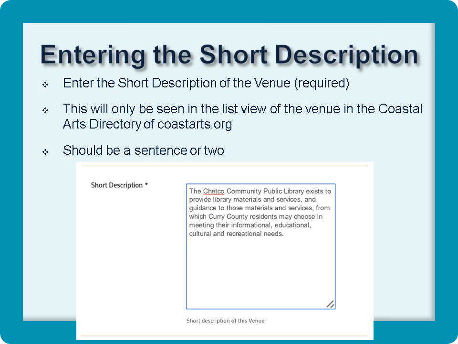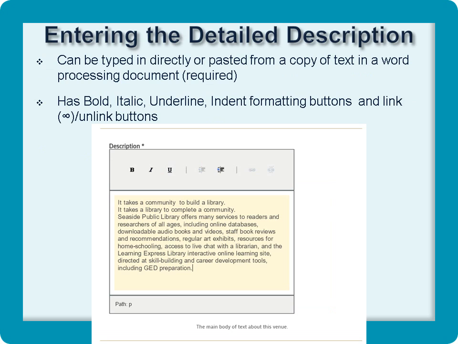Then you will enter the required short description or synopsis of the venue. This will be seen in the list view of the Coastal Arts directory. This should be only one sentence or two and should encourage the site visitor to see the venue's detail page. The next input area on the venue submission form is used to enter the required detailed description that will be shown in the venue's detail view.